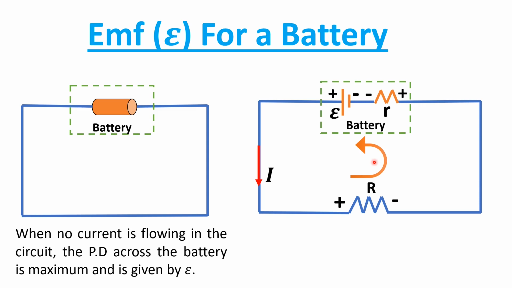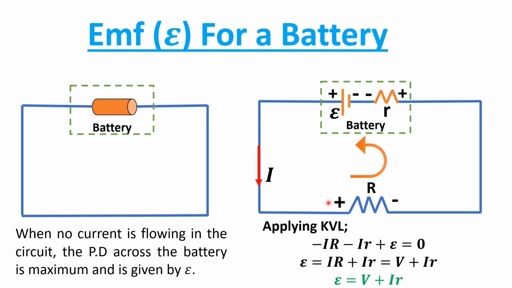After drawing the loop, we are going to apply Kirchhoff's voltage law, and we can obtain the analytical expression for epsilon, that is the EMF of the battery. If we apply Kirchhoff's voltage law, we obtain negative IR minus Ir plus epsilon equals 0. You notice that the current flowing through this resistor is in the same direction as our loop, and hence the PD drop across this resistor is negative IR. Also, the current flowing through the internal resistance little r is in the same direction as our loop, and hence the PD drop across the internal resistance r is negative Ir.